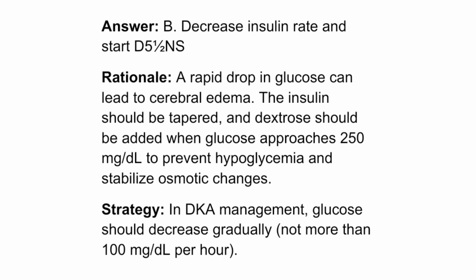Decrease insulin rate and start D5 NS. Rationale: a rapid drop in glucose can lead to cerebral edema. The insulin should be tapered, and dextrose should be added when glucose approaches 250 mg/dL to prevent hypoglycemia and stabilize osmotic changes. Strategy: in DKA management, glucose should decrease gradually, not more than 100 mg/dL per hour.